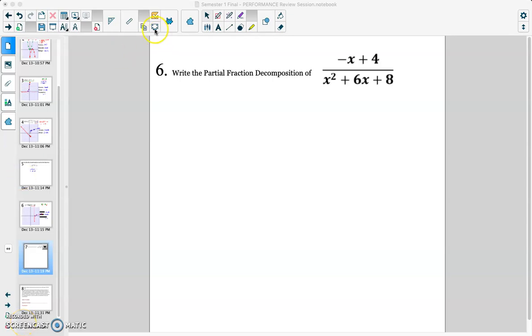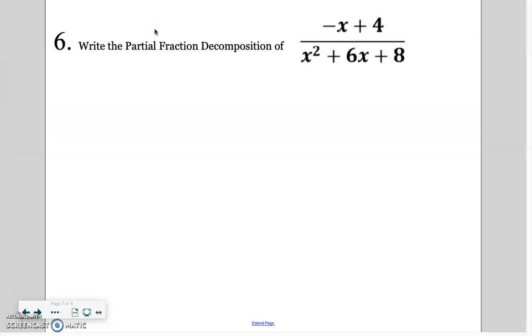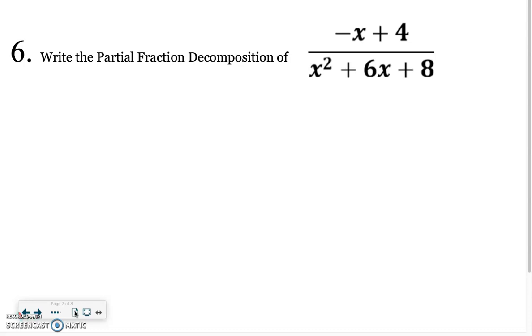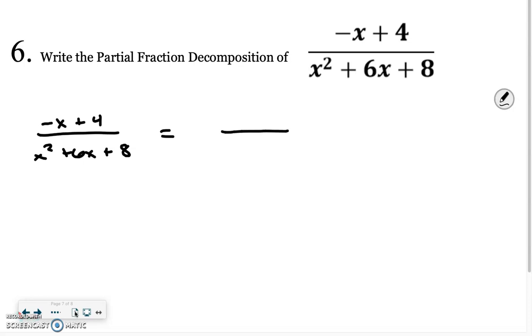All right, so picking up where we left off here, number 6, partial fraction decomposition. It's something that we've talked about in great length on Wednesday. And we're going to go back and get these. So, where we want to begin each of these problems, remember, is I'm looking at negative x plus 4 over x squared plus 6x plus 8. We're trying to figure out what this is going to be in terms of some fraction plus some other fraction.